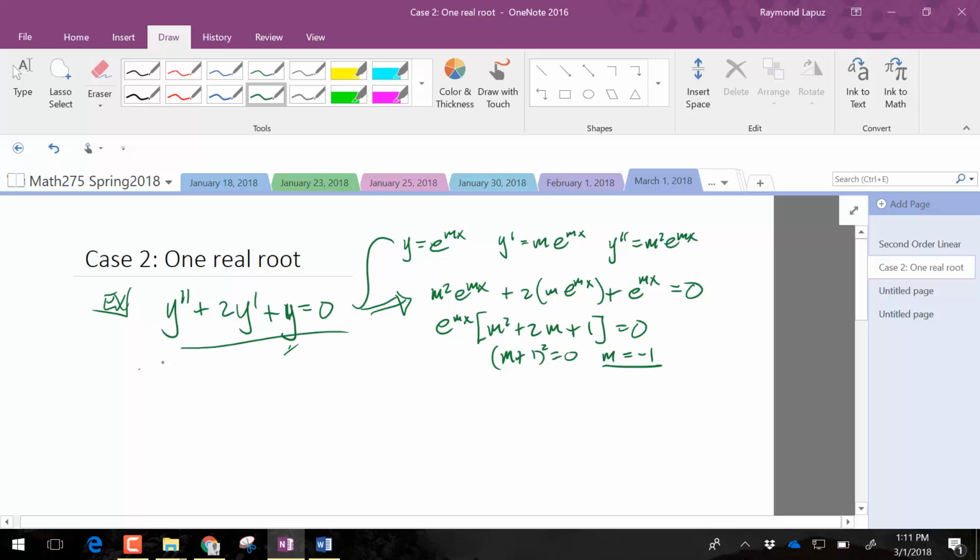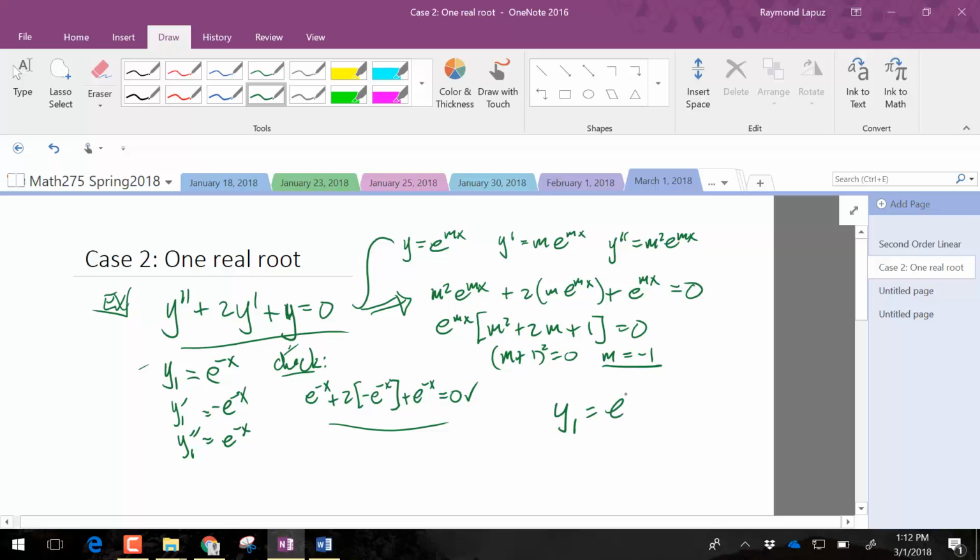So that means your solution must be e to the negative x. We should check if that works. We'll check it. We need a couple of derivatives, y1 prime and y1 double prime: negative e to the negative x, positive e to the negative x. So we have e to the negative x plus 2 times negative e to the negative x plus e to the negative x. That's equal to 0. So we're done. y1 equals e to the negative x.